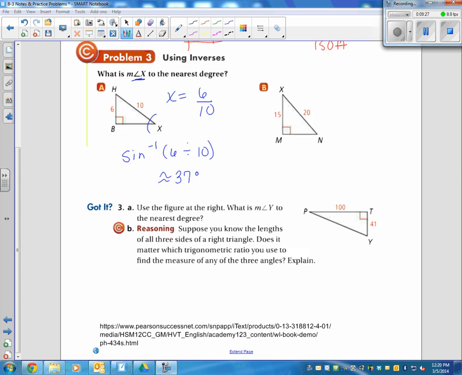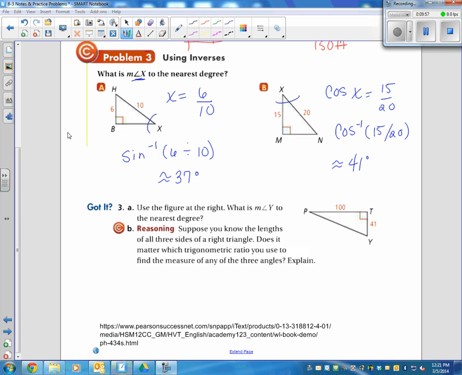For B, we are going to use the adjacent side and the hypotenuse to find x. So that's going to give us the cosine of x is going to equal 15 over 20. Again, in our calculator, we're going to use that inverse cosine, and then we're going to punch in 15 divided by 20, and we will get a measurement of about 41 degrees.